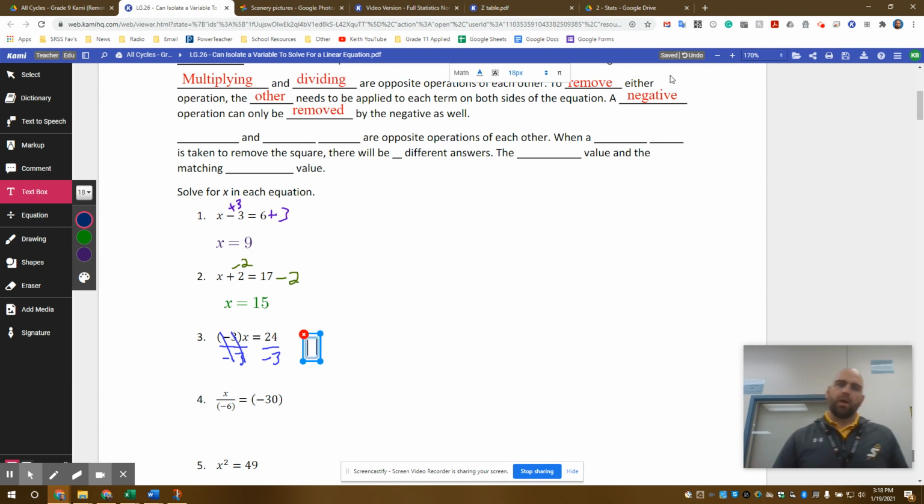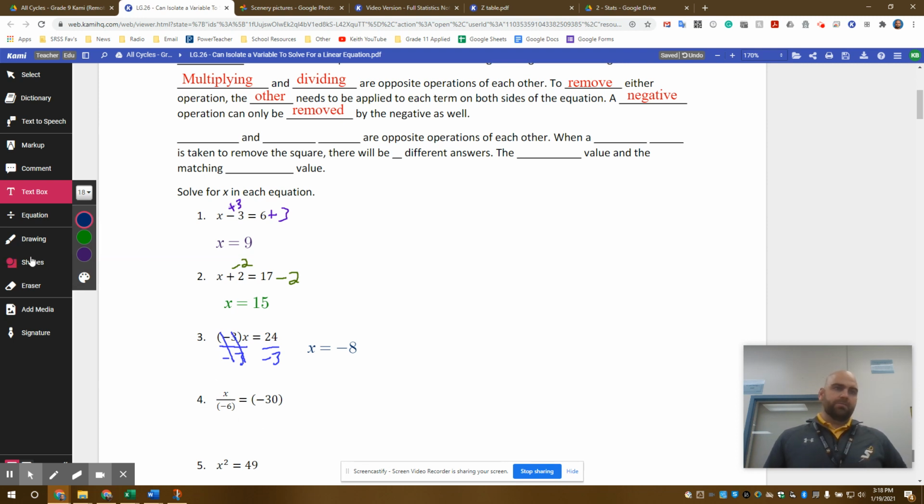So this becomes 1. And we're going to get x is equal to, and now 24 divided by 3 is 8. One of them is a negative, so that means that the answer is going to be a negative. Okay, so one out of two is a negative, so the answer will be a negative. Therefore, the answer will be -8.